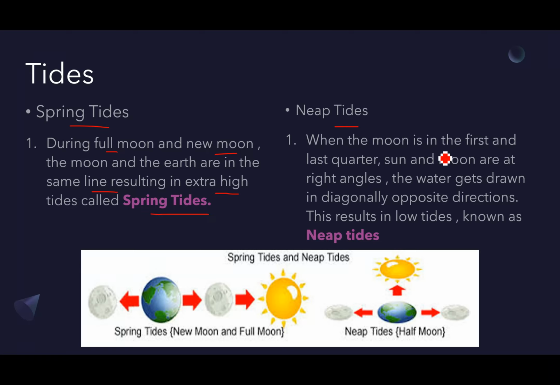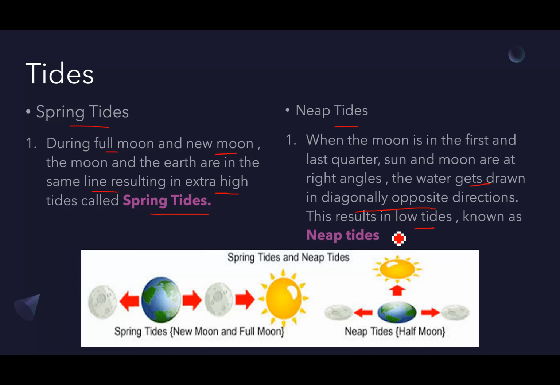Now, when the moon is in the first and the last quarter, then the sun and moon, if you could just see them, both form a kind of right angle, and then the water gets drawn in a diagonally opposite direction, and the result is the low tides.